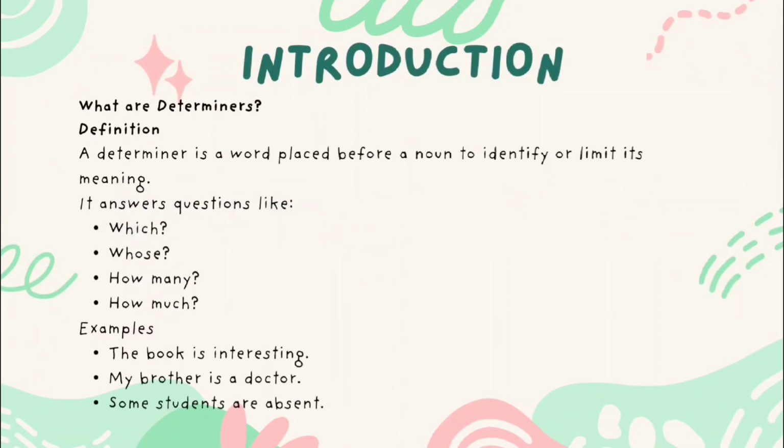What are determiners? A determiner is a word that comes before a noun to introduce it and make its meaning more specific. Determiners answer questions such as which one, whose, how many, or how much. For example, in the sentence, the book is interesting, the word the refers to a particular book. In my brother is a doctor, my tells us who owns or is related to the noun brother. Similarly, in some students are absent, the word some tells us about the quantity of students. Without determiners, many nouns would sound incomplete or unclear.